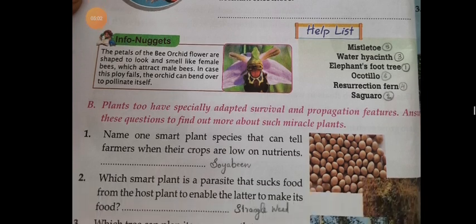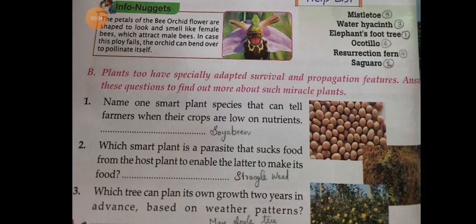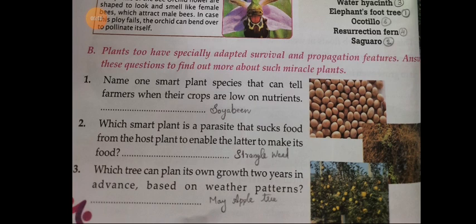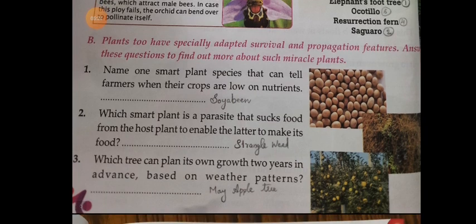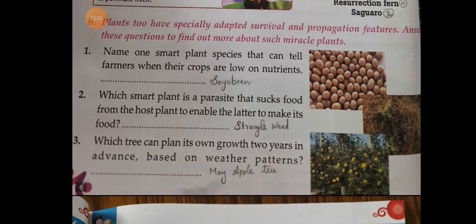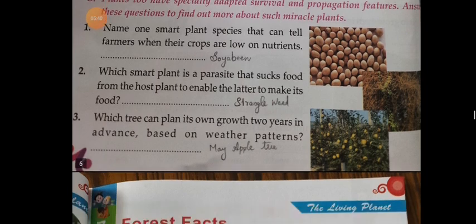Then, plants too have specially adapted survival and propagation features. Name one smart plant species that can tell farmers when their crops are low on nutrition. Soya bean. Which smart plant is a parasite that sucks food from the host plant to enable the latter to make its food? That is strangleweed. Which tree can plan its own growth 2 years in advance based on the weather patterns? It is May apple tree.